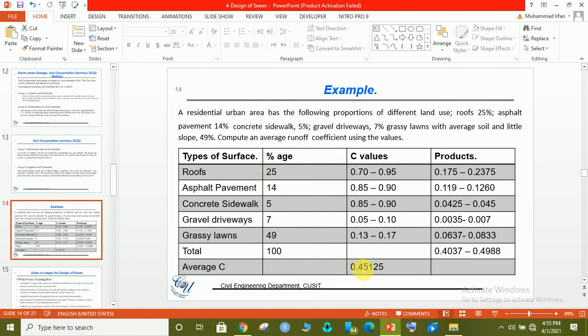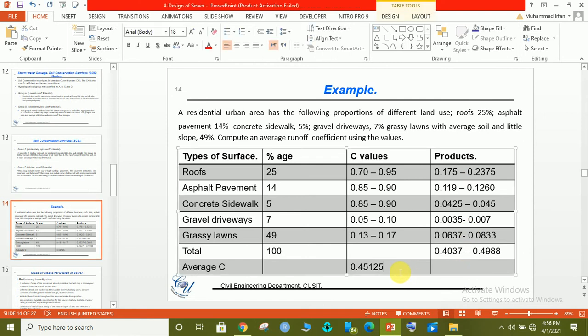You can just get the value, which is 0.45, 0.25. The product which is given is 0.175. How can you get this value? Just multiply 0.7 to the 0.25. 25% means 0.25, so just multiply 0.25 to the 0.7, which is 0.175, and multiply 0.25 to 0.95, which is 0.2375. Similarly, you can do all the values one by one. So the average value will be the C value, which is 0.45125.